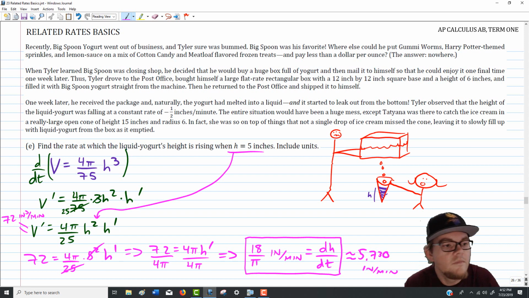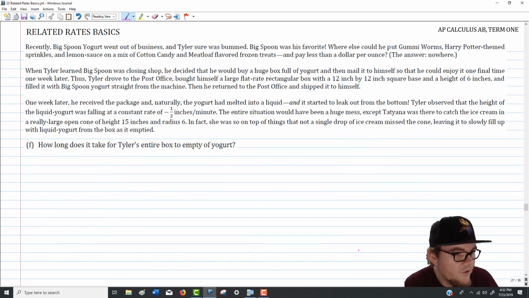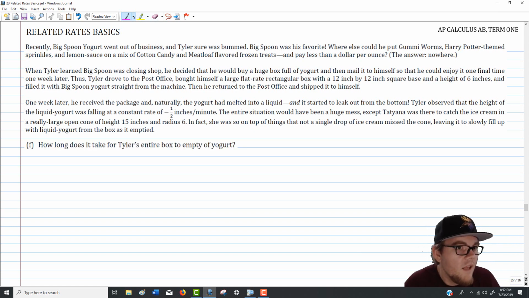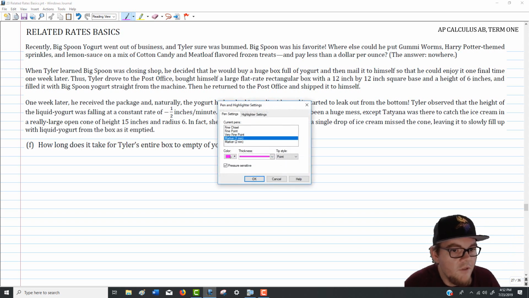It's life. Okay, finally, the last question. How long does it take for Tyler's entire box to empty of yogurt? Oh, shoot, we got 2 more questions. Really? Yeah, well. So how long does it take for Tyler's entire box of yogurt to empty? So we've got to think about some stuff here.